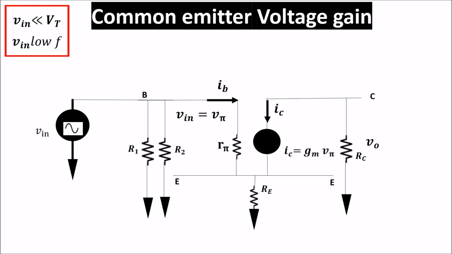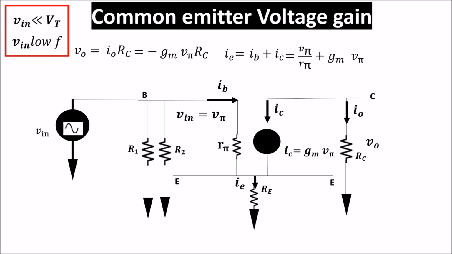Now we can calculate the voltage gain. We can write that V out is I out times Rc, which is minus Gm V pi times Rc. We can write that IE is the sum of IB and IC, getting this equation because IB is V pi divided by R pi and IC is Gm times V pi. We can write the equation in this way, remembering that R pi is beta divided by Gm, and because 1 divided by beta is much less than 1, the equation becomes this. In other words, we say that IE is equal to IC because IB is much less than IC.